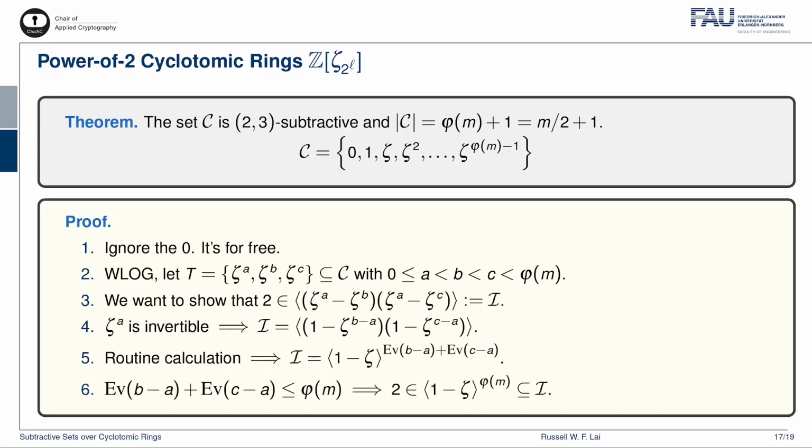Finally, we make two observations. The first is that the element 2 belongs to the ideal generated by 1 minus theta to the power phi of m. And second, the sum of the even parts of B minus A and C minus A is at most phi of m. And therefore the ideal that the element 2 belongs to is just a subset of the ideal I. Therefore we conclude that 2 is also in the ideal I.